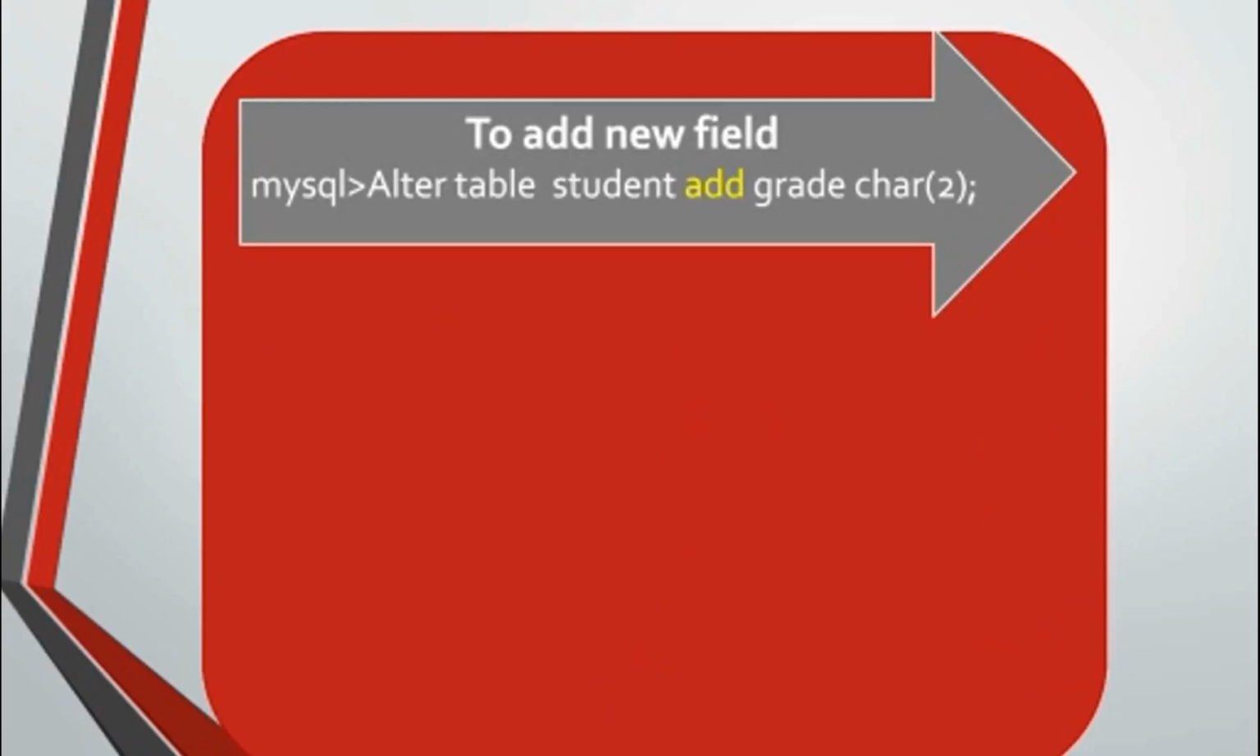To add a new field, you will write the alter command, and the syntax is alter table student. Then you have to use the add keyword inside it. Okay, and then the name of the field and its data type. So remember, the add keyword is used to add a new field. That's why the add is highlighted in yellow, so that you remember this.